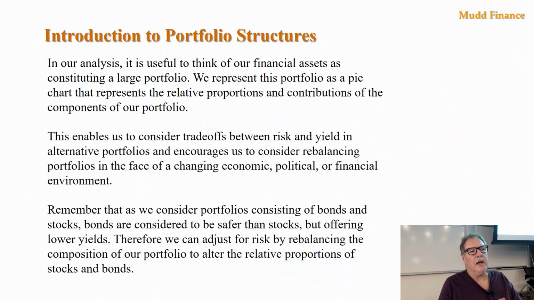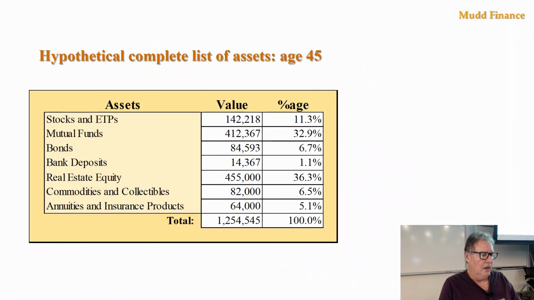Let's take a look at a portfolio that is age-based as a hypothetical portfolio to sort of introduce you to this portfolio management concept that's implicit in what I'm saying. So here's someone age 45, and this might be the portfolio that you would have at age 45 adjusted for today's dollar. And you'd say, well, you own stocks and ETPs outright at 11.3% of your portfolio. And what we'll do is we'll adjust this portfolio as circumstances change.